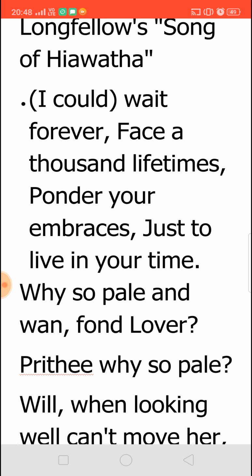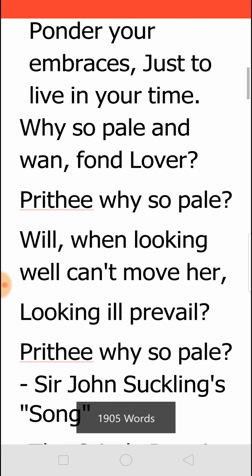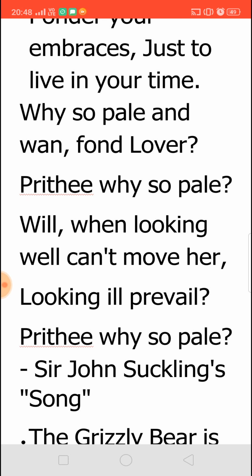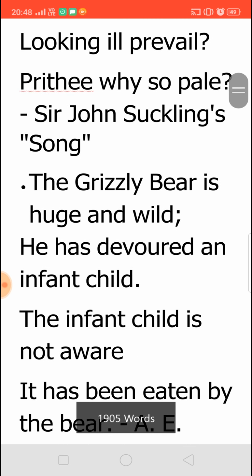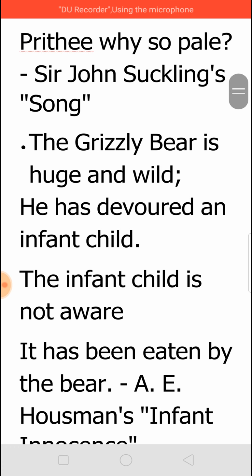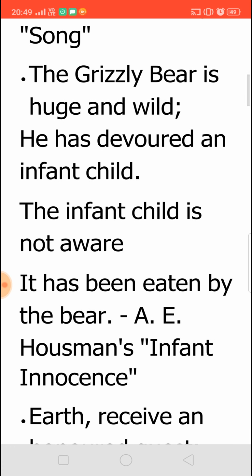Why so pale and wan, fond lover? Prithee, why so pale? Will, when looking well can't move her, looking ill prevail? Prithee, why so pale? And this is from Sir John Suckling's song. And another example is: the grizzly bear is huge and wild, he has devoured our infant child. The infant child is not aware it has been eaten by the bear.